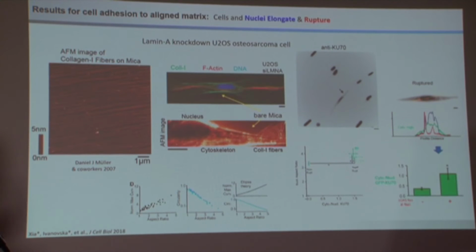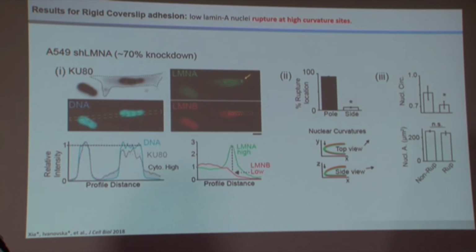We analyzed our data looking at the aspect ratio of these nuclei, and we also showed that the local curvature at the tips really correlates with the aspect ratio of the nuclei in this case. We also see that if we have a rupture, then at the tips there's accumulation of cGAS, as you saw previously.